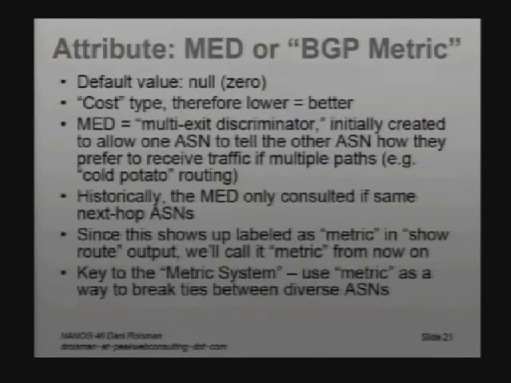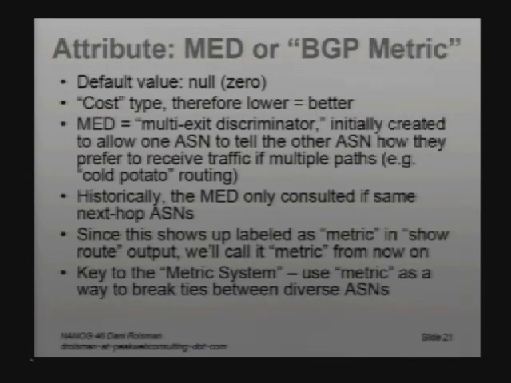Talk about the MED attribute. As I said again, the BGP metric attribute. By default, the value is 0. Or in fact, by default, the value is actually null. It's not set. As I said, it is a cost type, so the lower is the better. The MED was called the multi-exit discriminator. It was initially created to allow one ASN to tell another ASN how they prefer to receive traffic if they have two links between them. It was used to trigger what was called cold potato routing. And it was only by default consulted if you have 2 links to the same exact remote ASN.